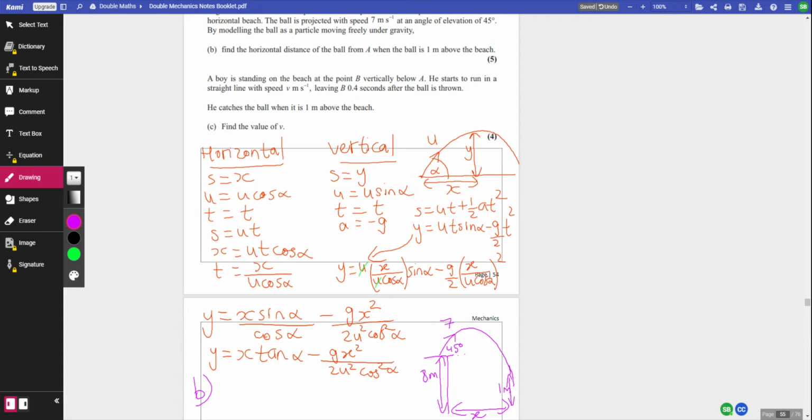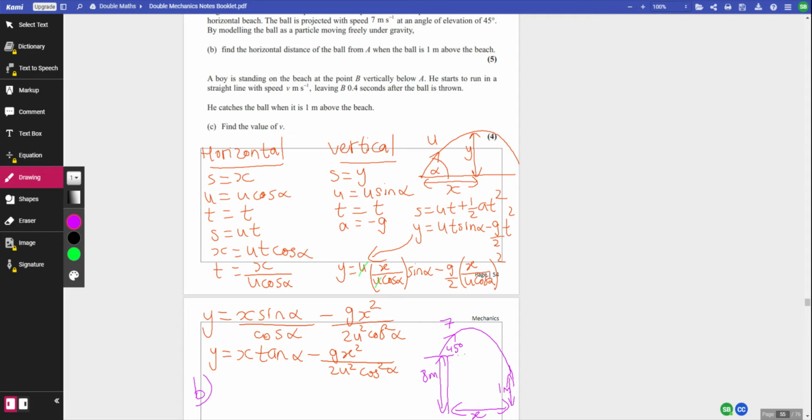So obviously with the projectiles question, we can consider horizontal motion and vertical motion separately. If we know the vertical distance that this ball has traveled, we can use that to find the time it takes to travel that distance, and then we can use time to find horizontal distance. But if we notice, in part A, we did all of that already. So we found two equations, one for horizontal motion, one for vertical motion, and then we combine them together.